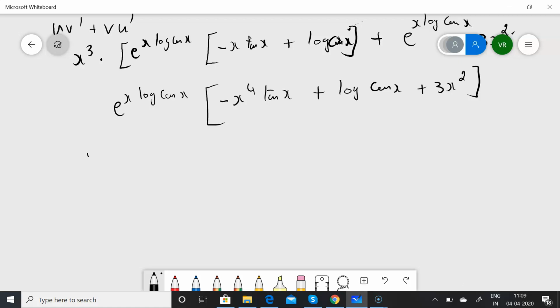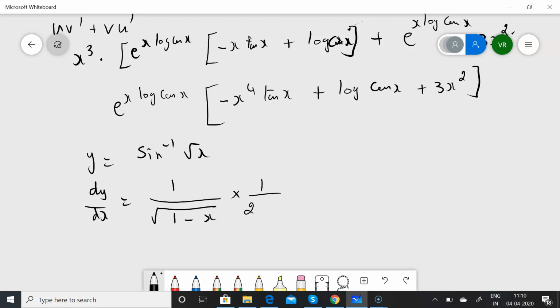Now let us take the next function, y is equal to sine inverse of root x. So dy by dx is now going to be, now we know the differentiation for sine inverse of x is 1 by root of 1 minus x squared. So that is now going to be root of 1 minus x squared, where root x the whole squared is now going to be x. I have to differentiate root x, which is now going to be 1 by 2 root x. So this is equal to 1 by 2 root x root of 1 minus x.